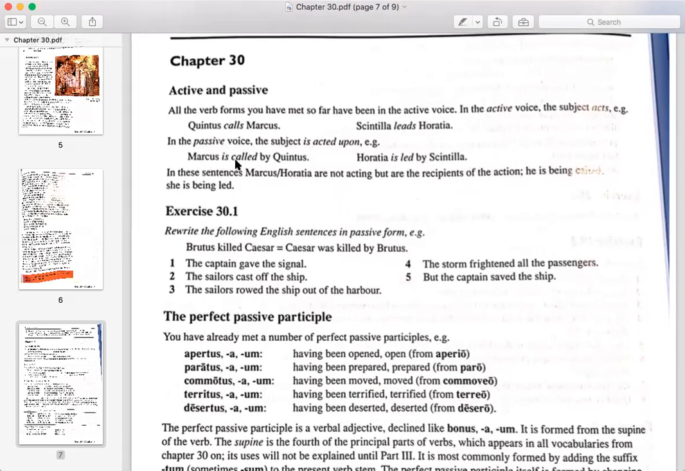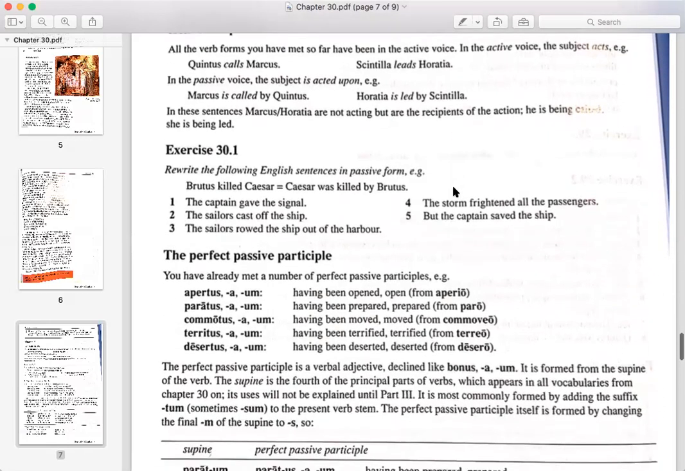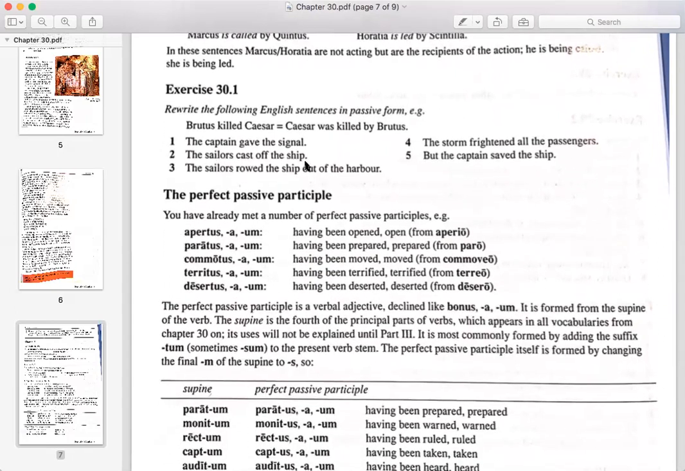So Marcus is called by zombies, that would be passive. Quintus calls Marcus by zombies, that doesn't really make sense, so that would be active. If that is helpful for you, you can go ahead and take it. If it's not, don't worry about it. So the first thing we're gonna do is 30.1, rewrite the following English sentences in passive form.